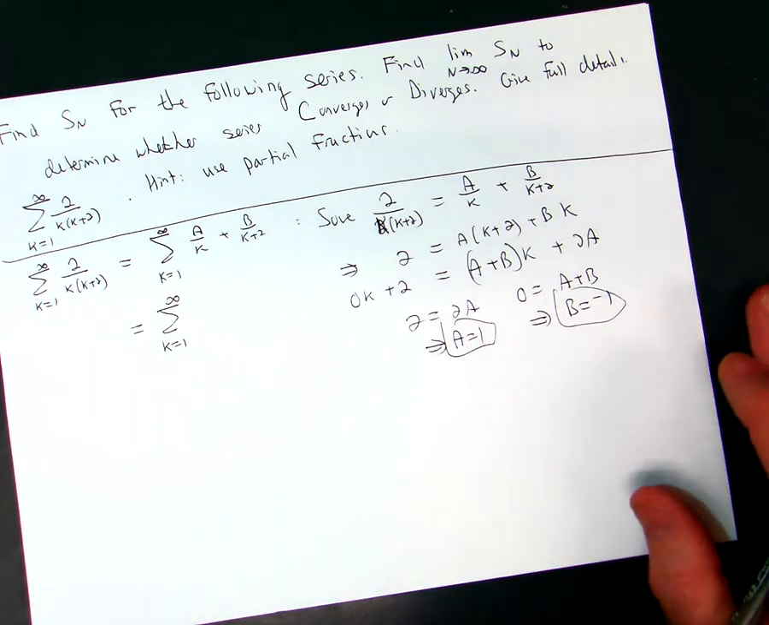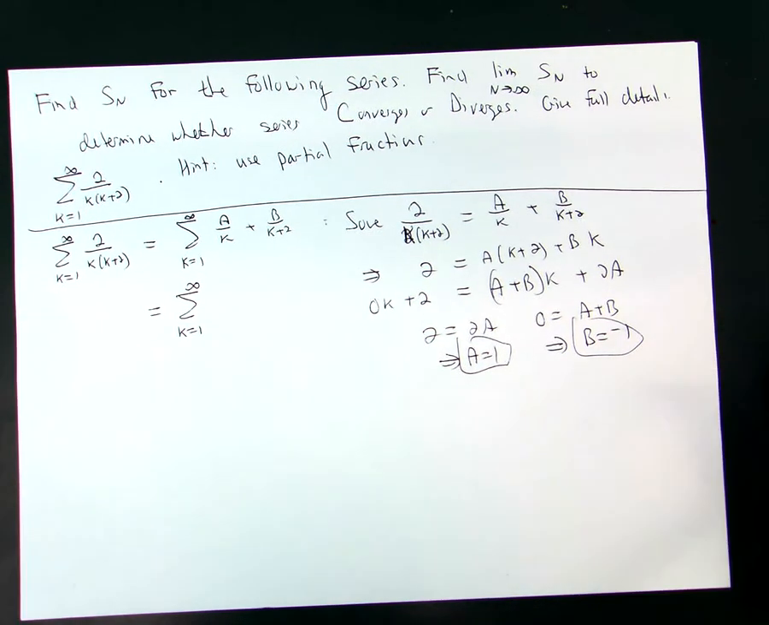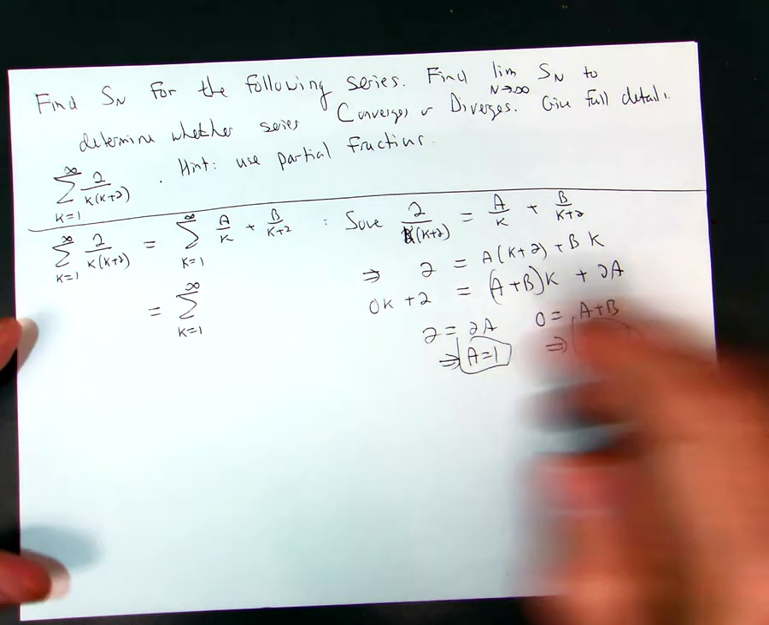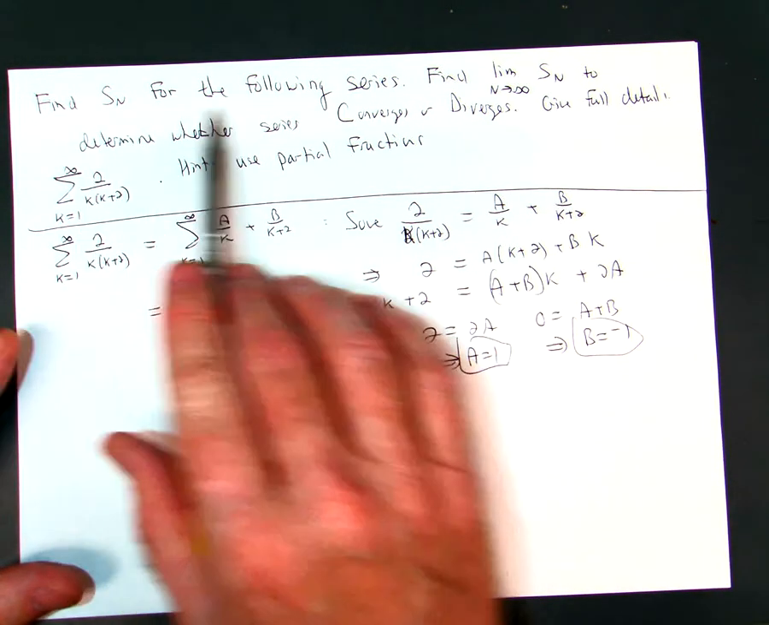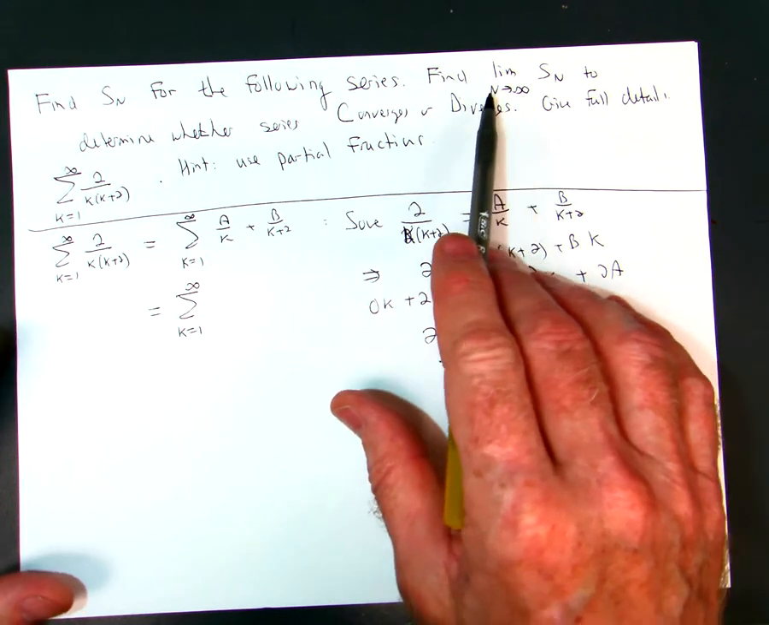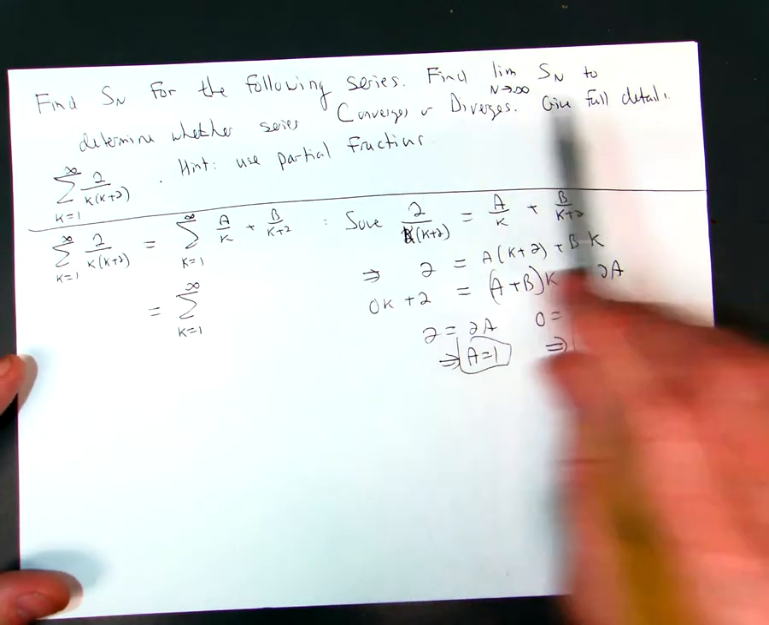Hello. I thought I would do a little bit more challenging telescoping series. We did one in the quiz today, and I'll do that in a moment, or after this one. But here's the way the question might read. Find Sn for the following series. Find the limit as n goes to infinity of Sn to determine whether the series converges or diverges.